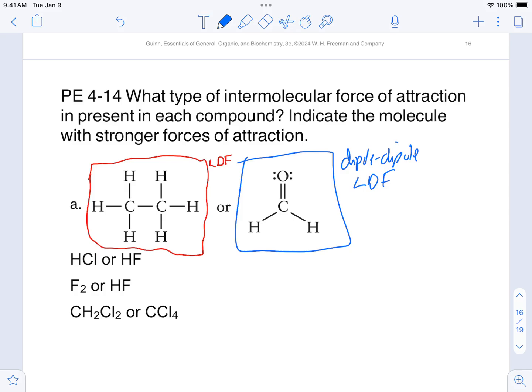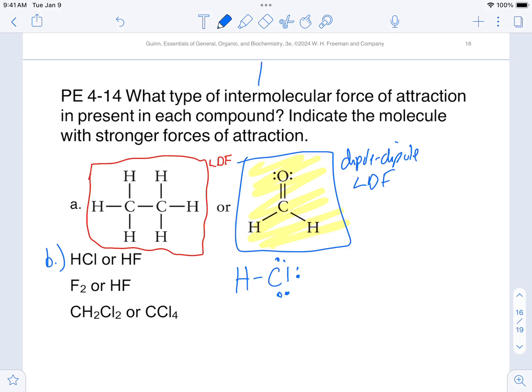Which has the stronger force of attraction out of the two? We know that dipole-dipole is stronger than just LDF. The next one, HCl or HF. So if we're doing HCl, it helps to draw the Lewis structure so you can see the bonding. That does not have hydrogen bonding.